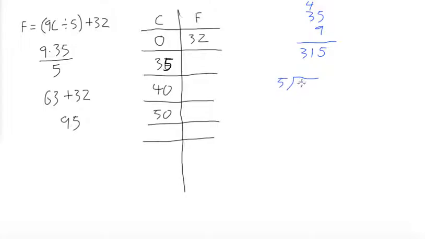5 into 315. Does it go into the 3? No, it doesn't. Does it go into 31? Yeah, it does. It goes in 6 times. So 30. All right. Not 31, but 30. And then we have a remainder of 1 right there. So bring down the 5 afterwards. Does 5 go into 15? Yes, it does. How many times? Exactly 3 times. So the remainder is 0. So 63 and 63, remember? Right there. And then we add the 32, and it's still going to equal 95.